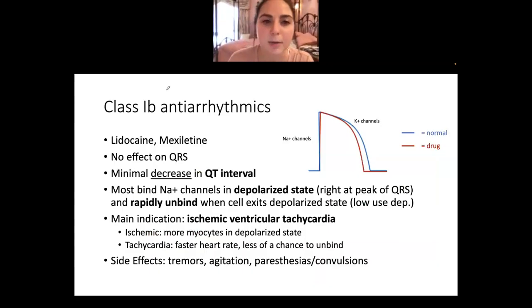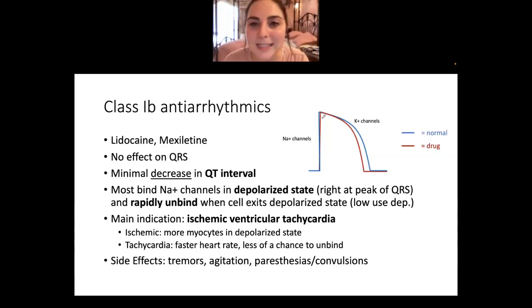Okay. Class 1Bs, so these guys are lidocaine, mexiletine. These, like I said, have very, very low use dependence. And you're like, okay, why is it considered a class 1? It still binds to the sodium channels. It's just really bad at binding to sodium channels during the upstroke.